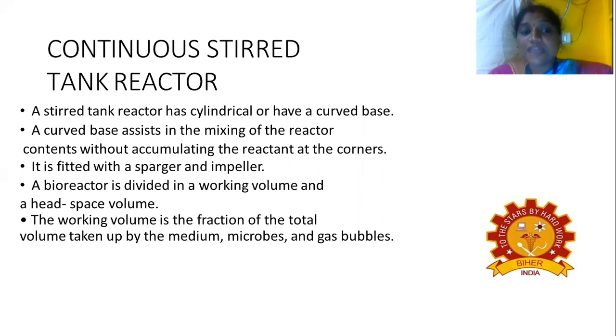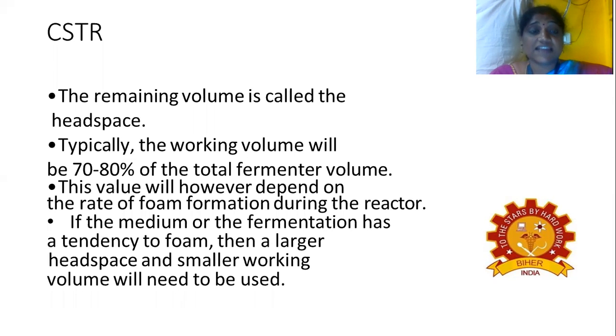So a curved base assists in the mixing of the reactor contents without accumulating the reactant at the corners. It is fitted with a sparger and impeller. A bioreactor is divided into a working volume and a headspace volume. The working volume is the fraction of the total volume taken up by the medium, microbes, and the gas bubbles. The remaining volume is called the headspace.